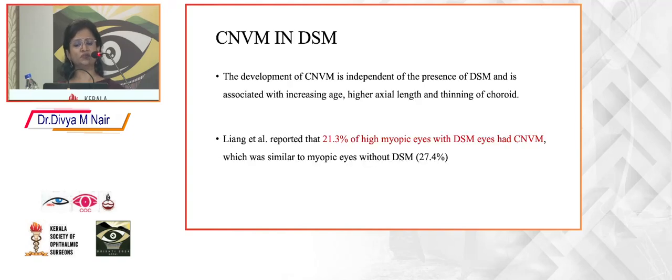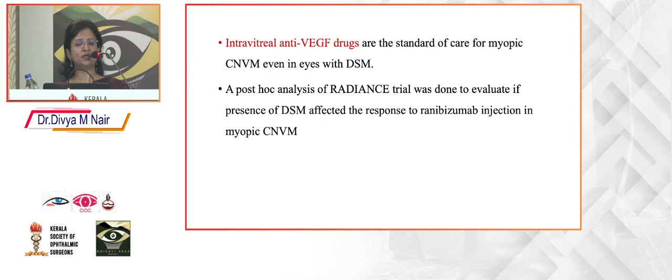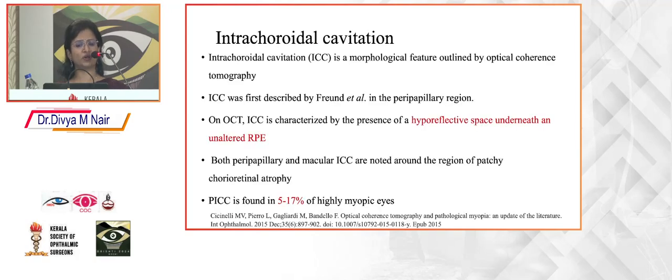The CNVM, which will be discussed again later on, I will just go through it fast. It is independent of the dome-shaped maculopathy, and again, it is a type 1 CNVM, and intravitreal anti-VEGF is supposed to be more effective. Then is the intrachoroidal cavitation.